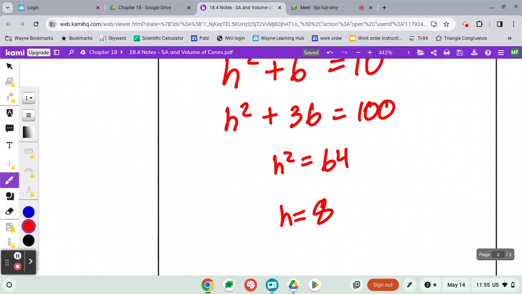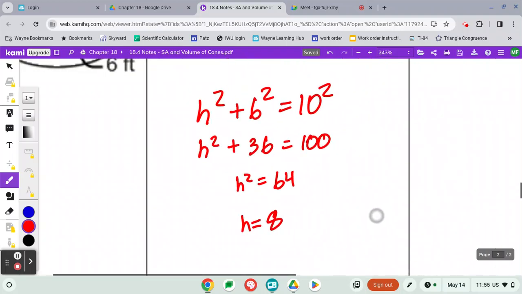8. You take the square root of it, right? Yeah, we took the square root of 64, which is 8. And what does that mean? 8 times 8 is 64. Yeah, good question. Would it be feet squared, or feet cubed? It's height, so it's just feet.